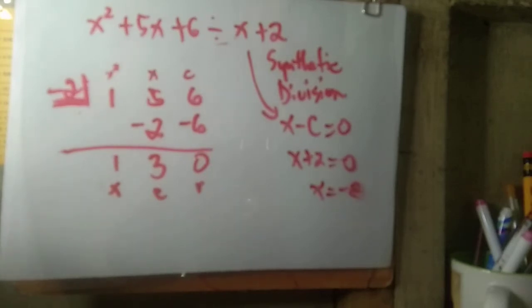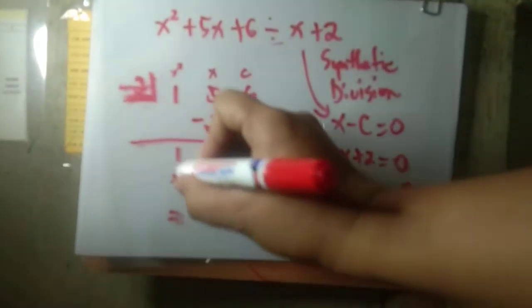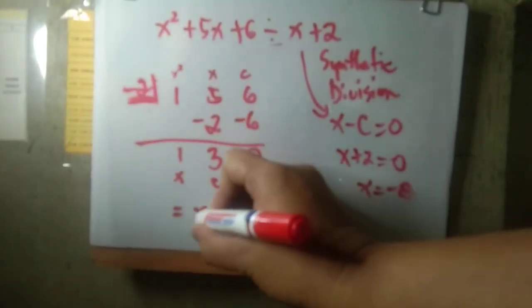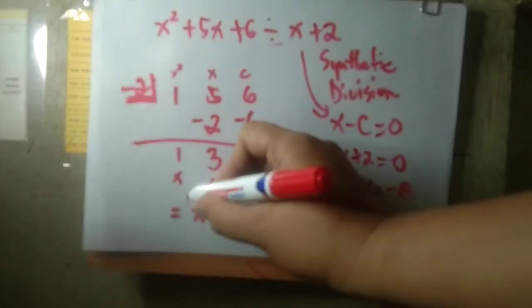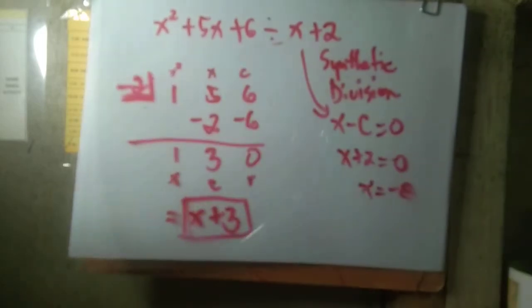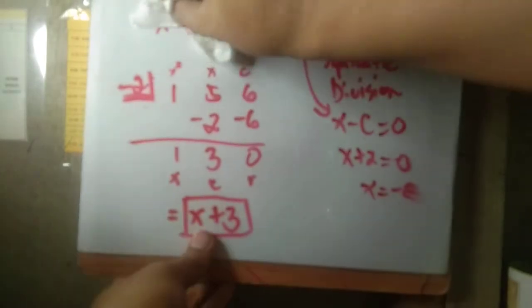So, your final answer right now here is the numerical coefficient of your x is 1. So, you will just have it as 1. And your constant value is 3. So, plus 3. And this is now the quotient when you divide x squared plus 5x plus 6 by x plus 2. So that is the synthetic division. Most probably the easier way of dividing is by using the synthetic division. So let's have another example here. Now, let me just erase this again.